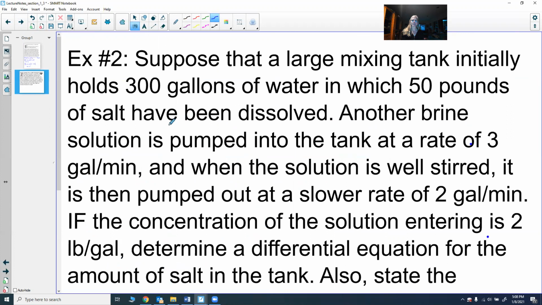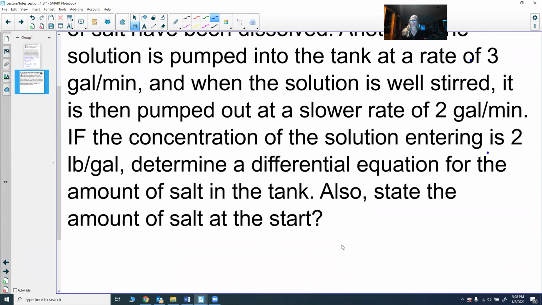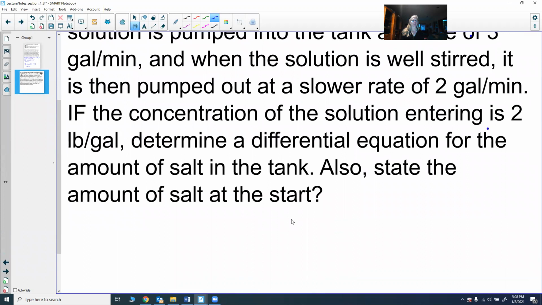Suppose that a large mixing tank initially holds 300 gallons of water in which 50 pounds of salt have been dissolved. Another brine solution is pumped into the tank at a rate of 3 gallons per minute. And when the solution is well stirred, it is then pumped out at a slower rate of 2 gallons per minute. If the concentration of the solution entering is 2 pounds per gallon, determine a differential equation for the amount of salt in the tank. Also state the amount of salt at the start.